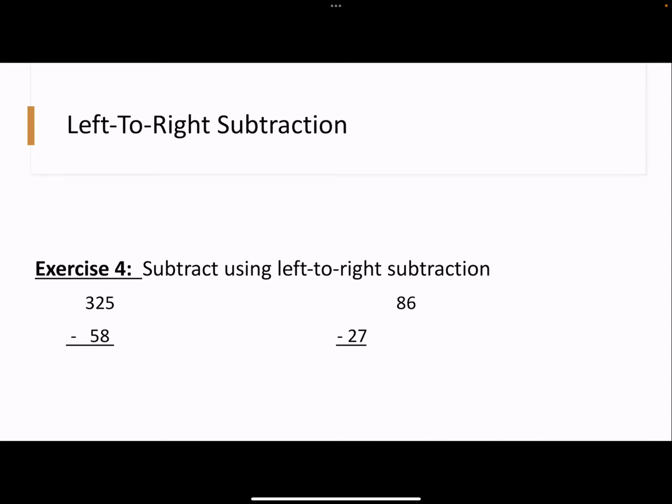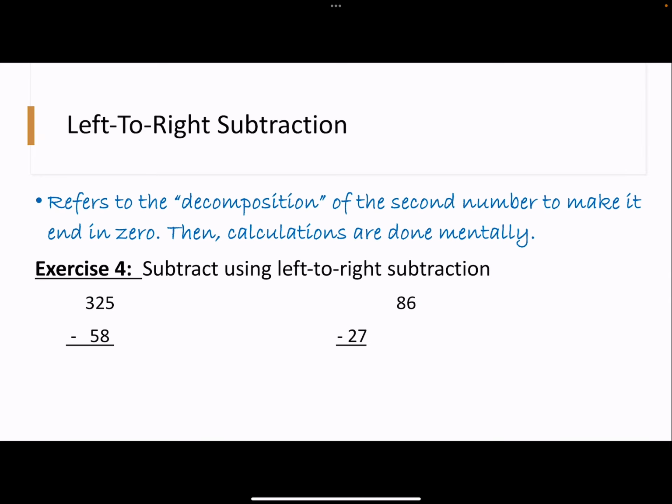Left to right subtraction, the definition states, refers to the decomposition of the second number to make it end in 0. Then calculations are done mentally. So you want to rewrite this second number so that it ends in zeros. Let's take a look at an example like this. We're going to rewrite that 58 as 50. So instead of 325 minus 58, we have 325 minus 50. If you subtract those, we get 275.